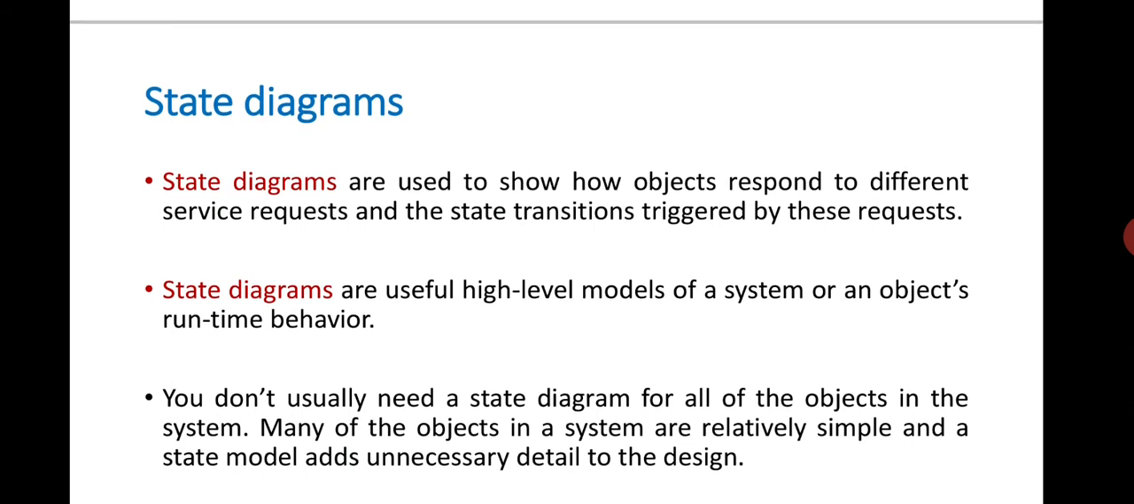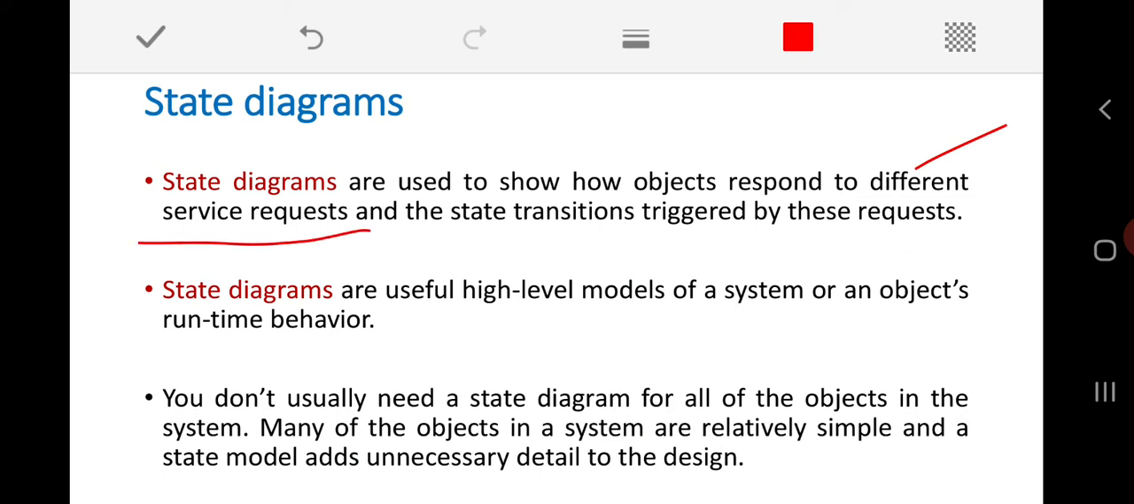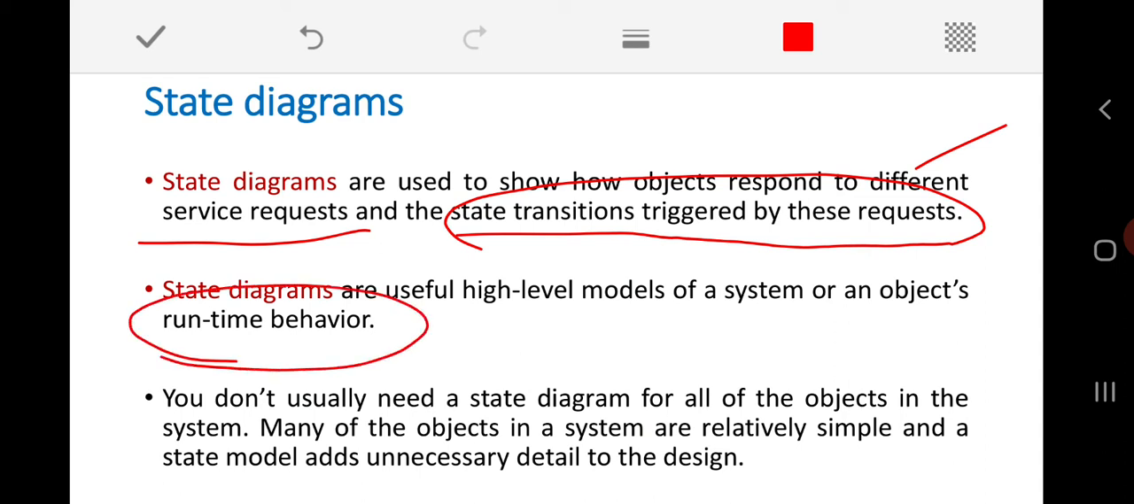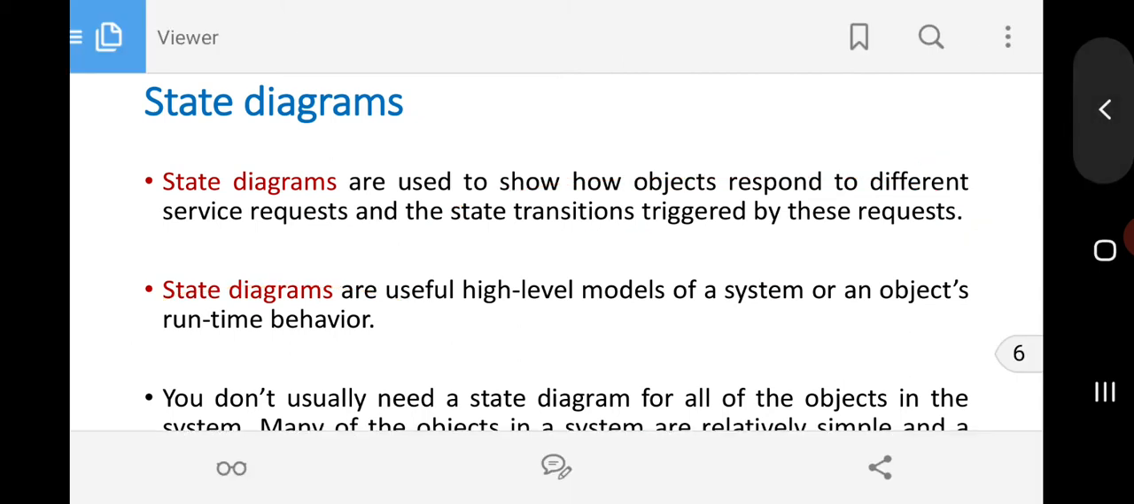Similarly, another type of diagram is the state diagram. State diagrams are used to show how an object responds to different service requests. The state transitions are triggered by these requests, meaning how my objects change state from one state to another state. Is it clear? They always describe the objects' runtime behavior. State diagrams do not necessarily have to be developed for every part of your system. Wherever it is necessary, we can think of using state diagrams.